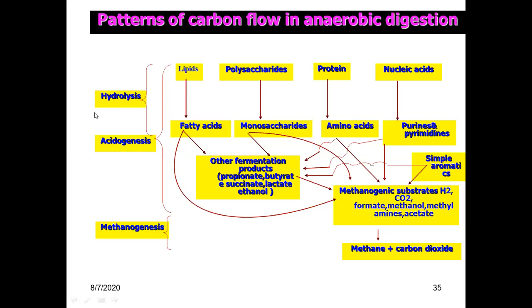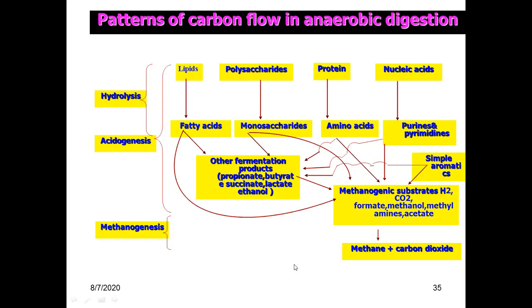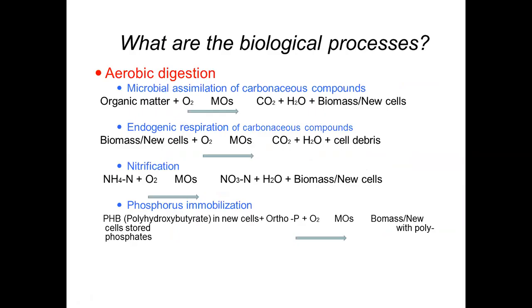So again here you can see the patterns of carbon flow in anaerobic digestion. This shows how the complex organic matters are converted to methane and CO2, and there is also a non-degradable residue part. Then here is a summary.